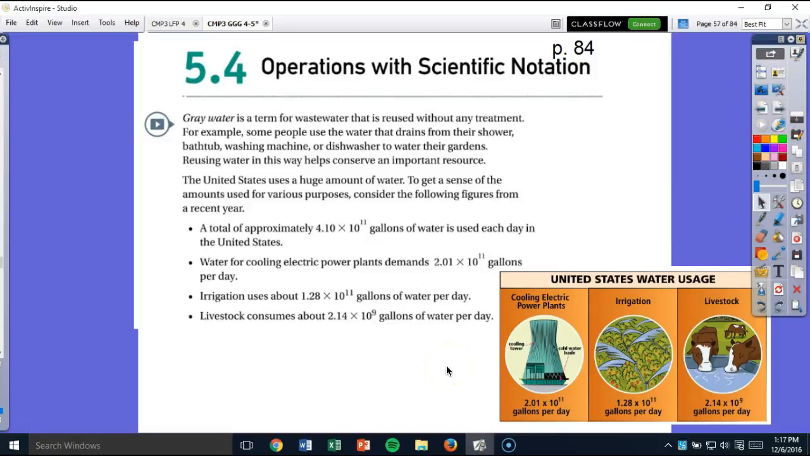So one of the things we might think about is which of these is greater, the amount of water used for irrigation or the amount used for livestock. And how might you find that out? Remember, looking at our scientific notation should give you an indication of how large or small the numbers are, and more easily be able to tell which one of those is larger.